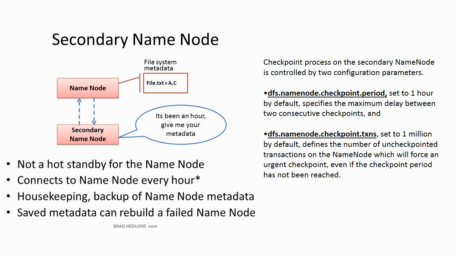And there is something called the checkpoint transactions, and that is set to 1 million by default. Now, if you have a very high throughput system and you have very intense usage, then you may exceed 1 million transactions well within an hour. And that's going to build up the size of the metadata file. So you want to immediately checkpoint. That is the purpose of this parameter.